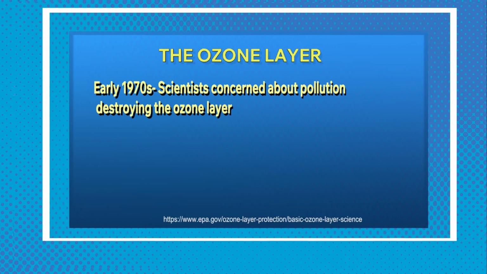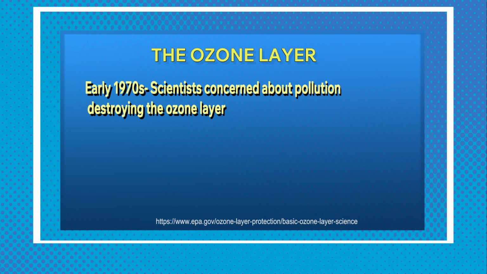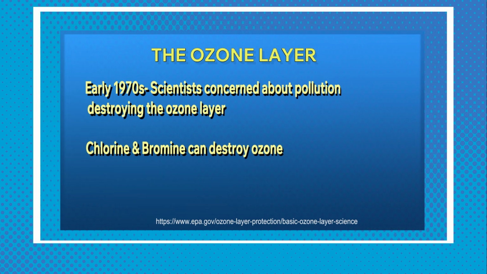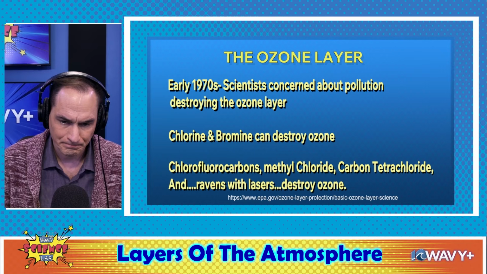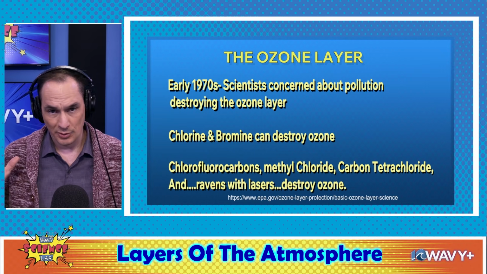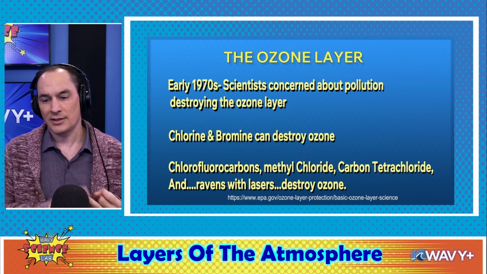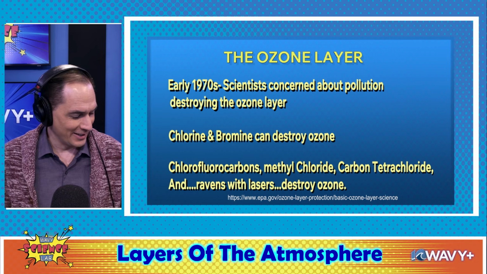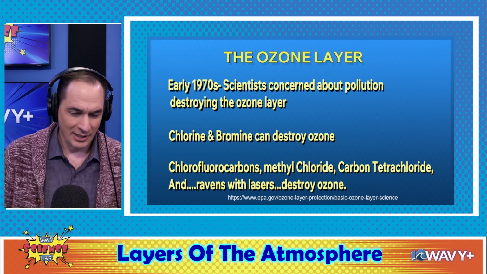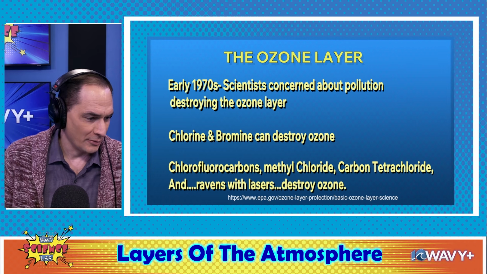So the ozone layer, early 1970s scientists concerned about pollution. They learned about the ozone layer a while back, but they were starting to get concerned because there were chemicals in there that could actually destroy ozone. Chlorine and bromine can destroy ozone. Chlorofluorocarbons, many of us have heard about that. And then methyl chloride, carbon tetrachloride, and so on. So they will destroy ozone.